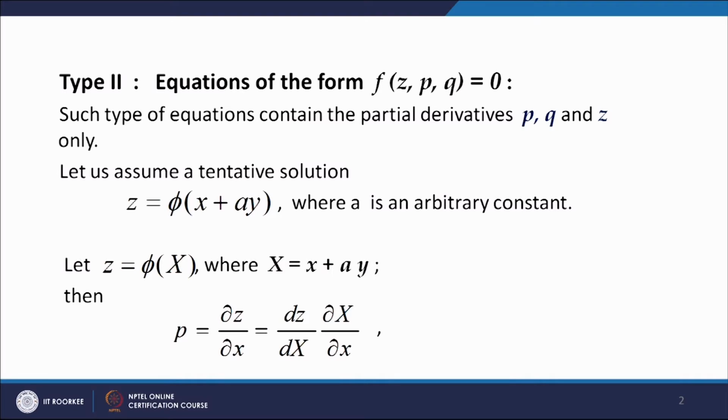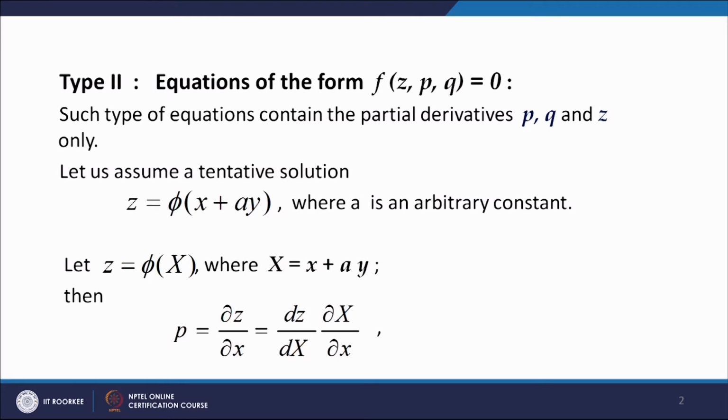So we begin with the equations of the form F(z,p,q) = 0 which come under the category type 2. Such type of equations contain only the partial derivatives p and q and the dependent variable z. What we do is, let us assume a tentative solution of this partial differential equation, z = phi(x + ay), where a is an arbitrary constant.